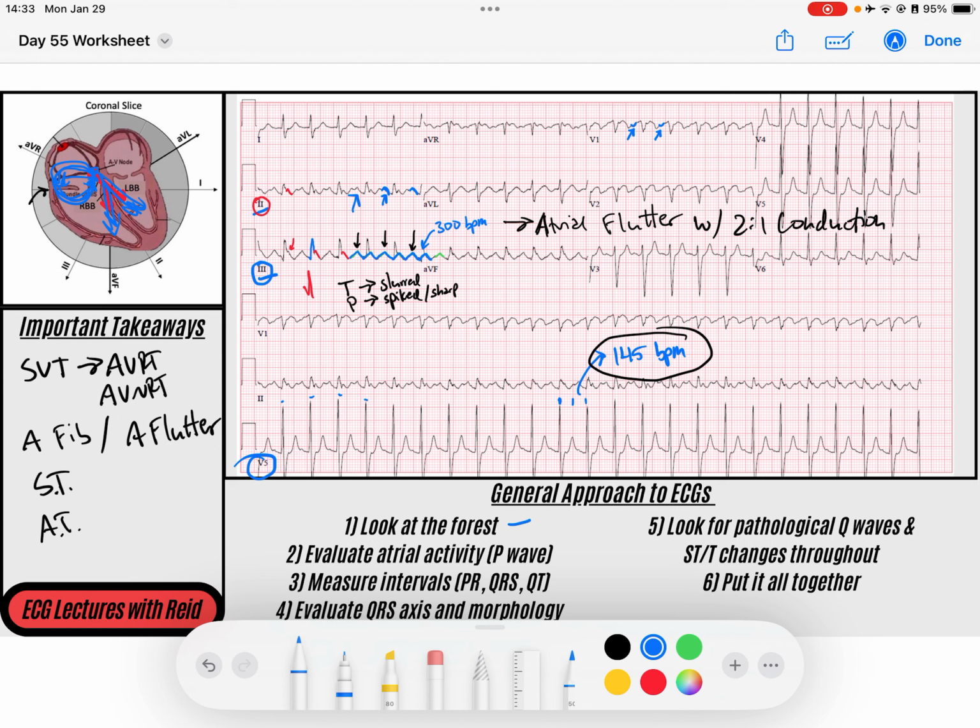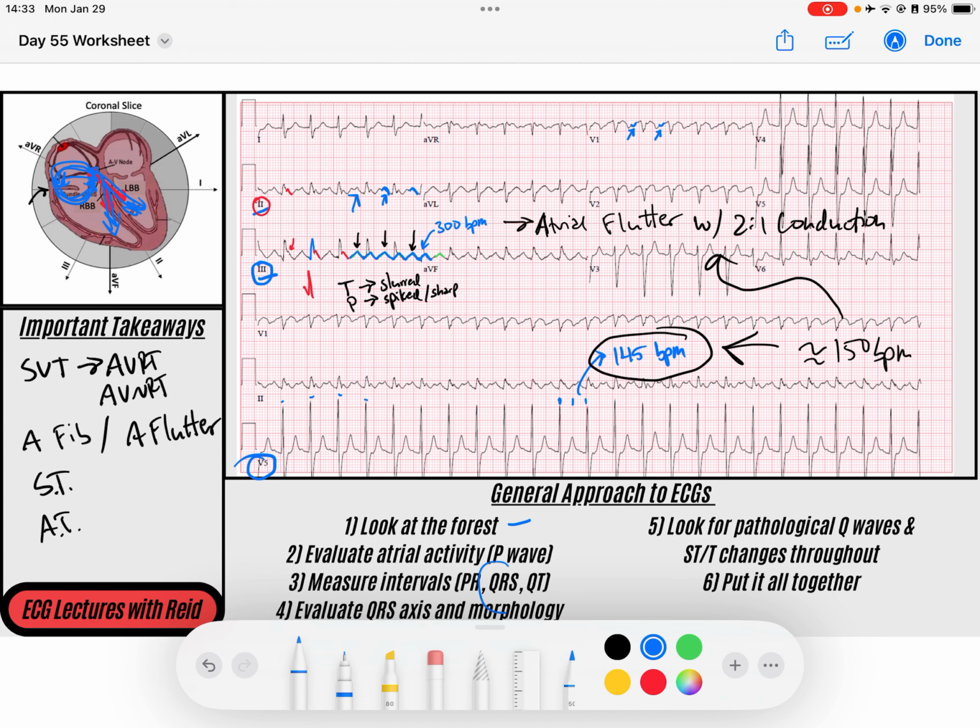One thing you can always think about is anytime you have a narrow complex tachycardia with a rate that is roughly 150 beats per minute, think atrial flutter with 2-to-1 conduction. Okay, so we've kind of sussed that out a little bit. Well, what else can we do?